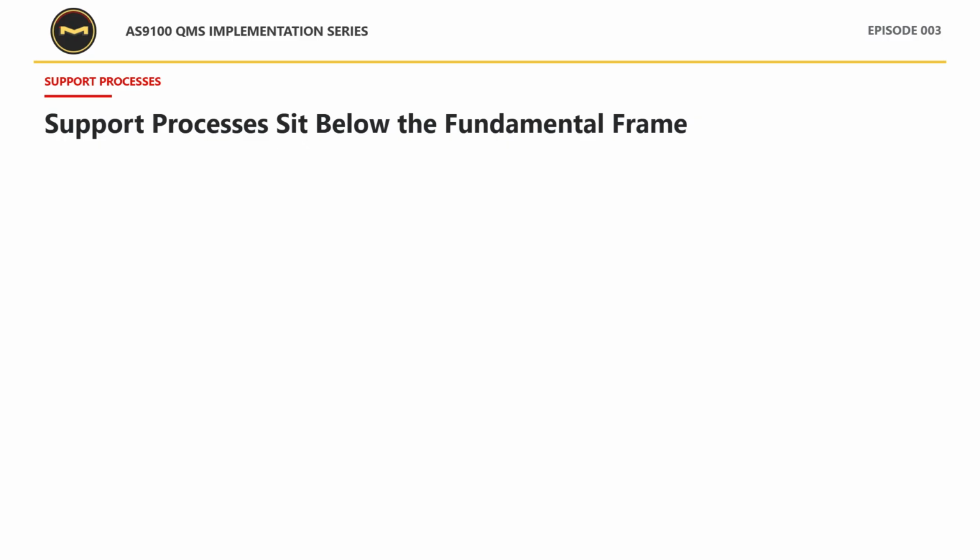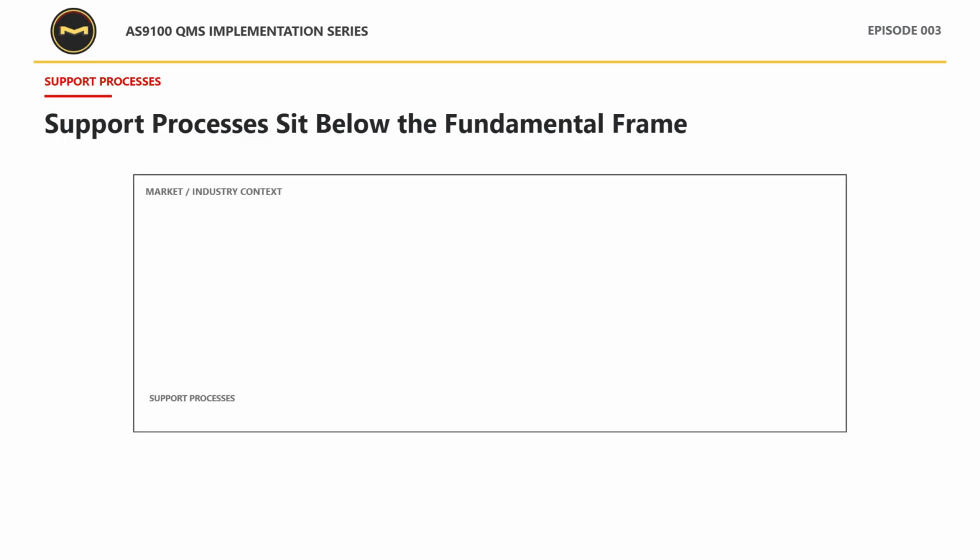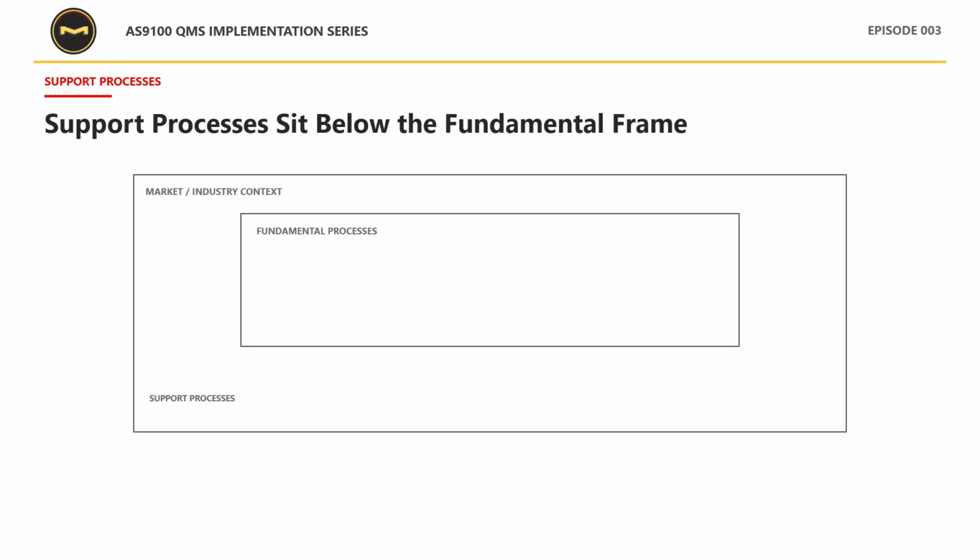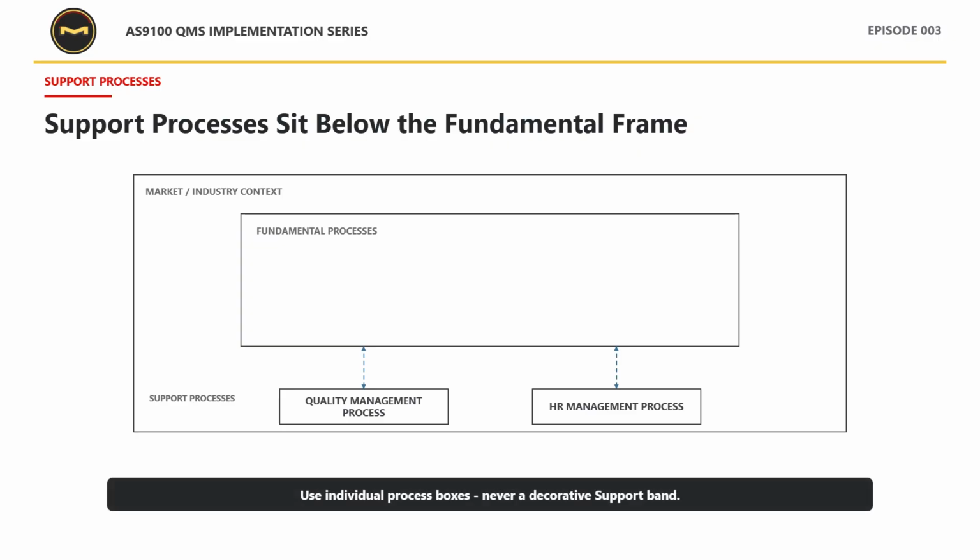Now place the support processes below the fundamental frame, but inside the broader market context. Show quality management and human resources as separate process boxes, not one generic support band. Each connects independently to the fundamental system through its own informational exchange.